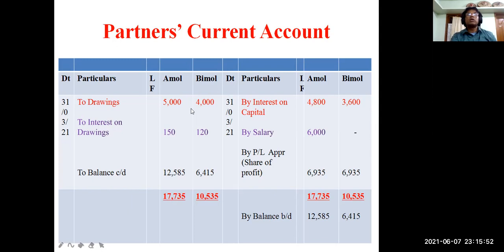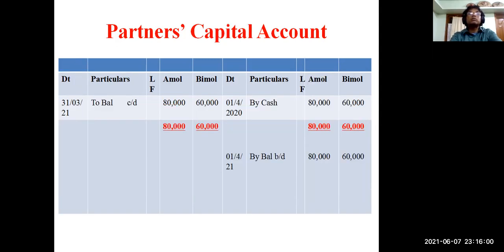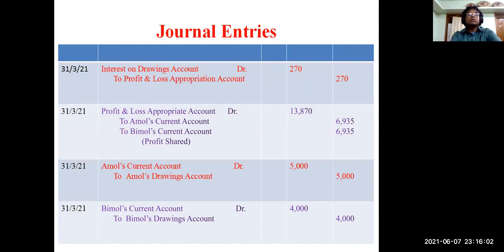See, Omol and Bimol had withdrawn money from the business. So in the journal, I have given partners' current account debit. Let me show the journal so it is better for you. See, last: Omol's current account debit to Omol's drawings, and Bimol's current account debit to Bimol's drawings. This could be combined also; a combined journal entry could be given.